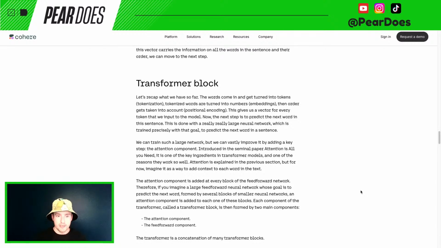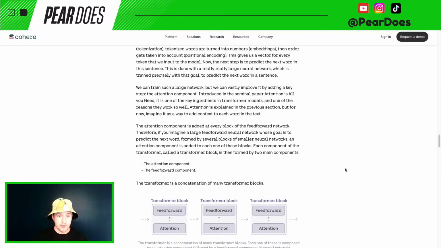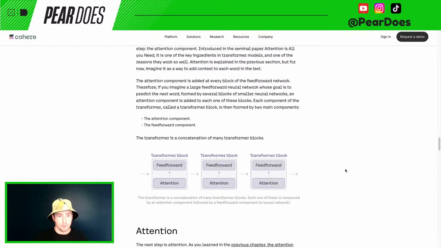The attention component is added at every block of the feed-forward network. Again, feed-forward is moving forward. Therefore, if you imagine a large feed-forward neural network whose goal is to predict the next word, formed by several blocks of smaller neural networks, an attention component is added to each one of these blocks. Each component of the transformer, called the transformer block, is then formed by two main components, the attention component and the feed-forward component.